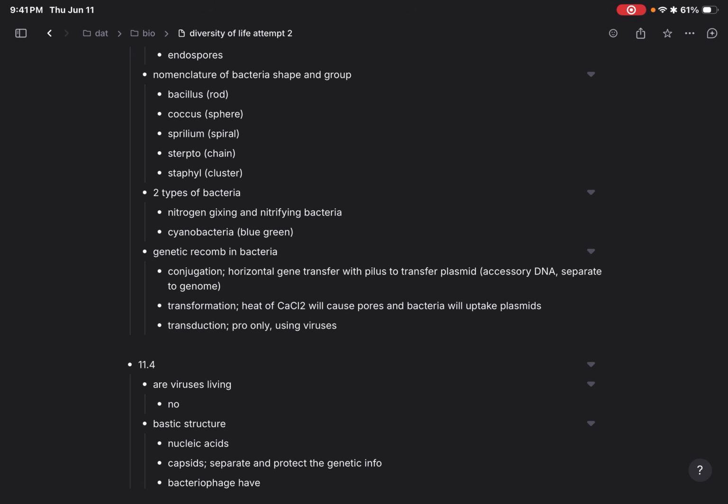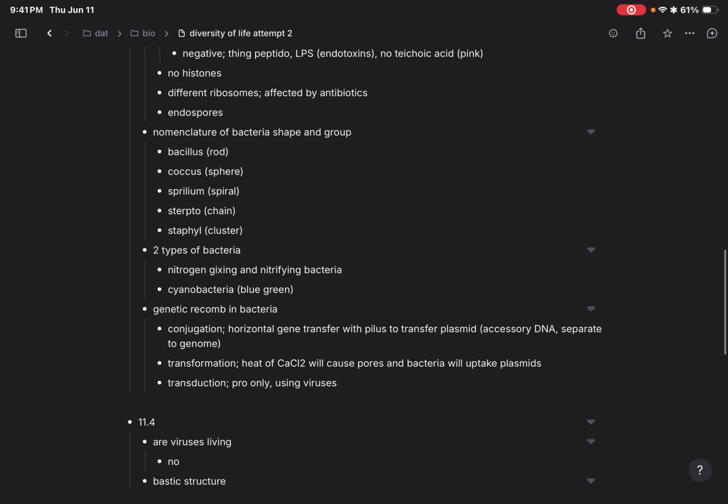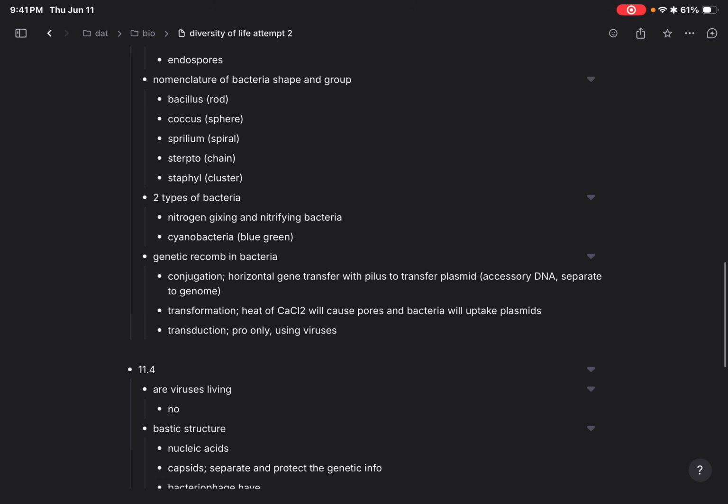Okay, so there are two examples of nitrogen-related bacteria. There's nitrogen fixing, which is in the root nodules of legumes, and then there's also cyanobacteria. Cyanobacteria, also known as blue-green algae, is a bacteria. It's not considered eukaryotic.